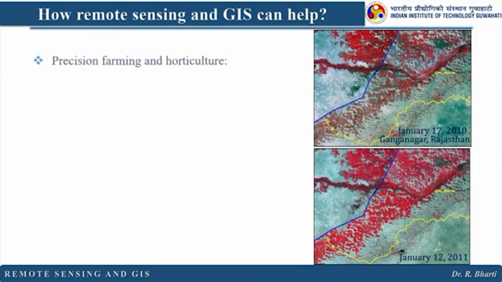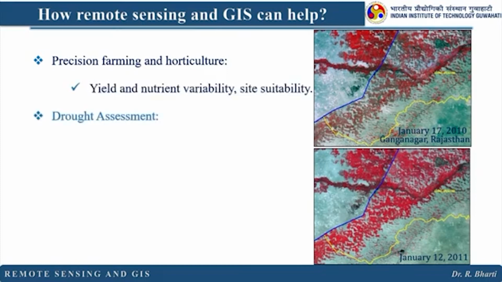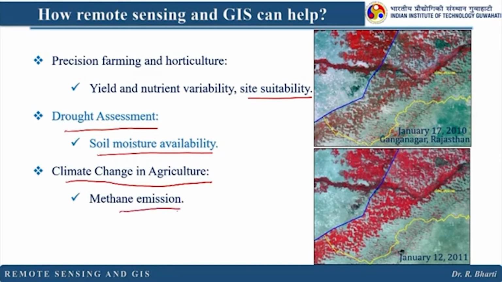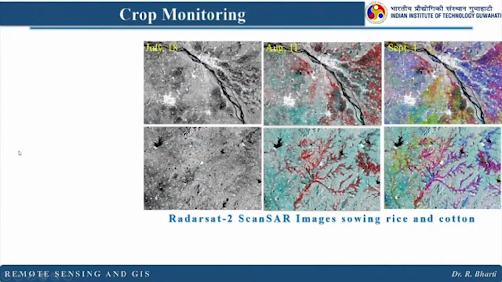Precision farming and horticulture is another area where you can look for the application of remote sensing and GIS. Yield and nutrient variability, site suitability, then drought assessment, soil moisture availability, climate change in agriculture, methane emission, because that affects your crops a lot. For such applications, you can evolve a method by using remote sensing and GIS and conventional techniques and solve a problem. That is the main objective of this course.